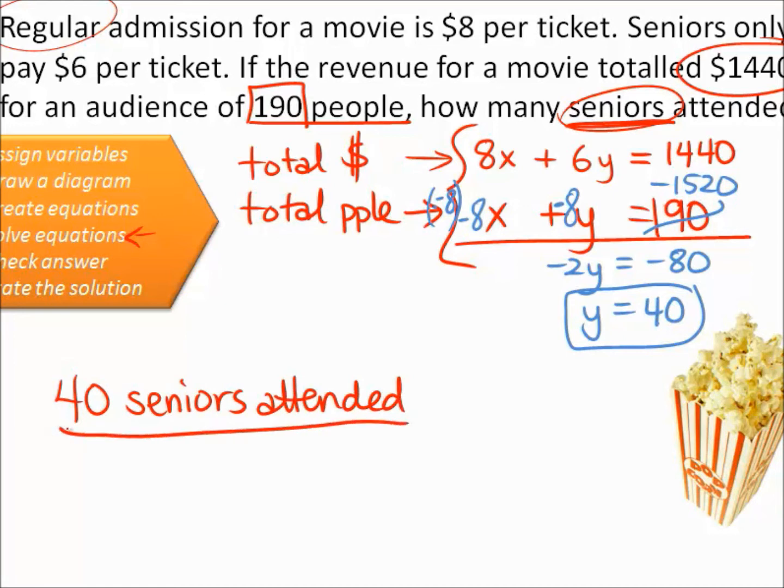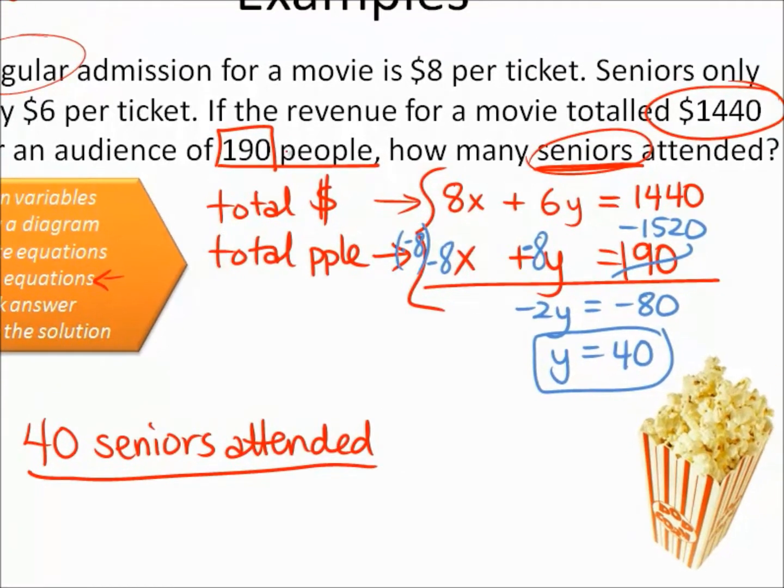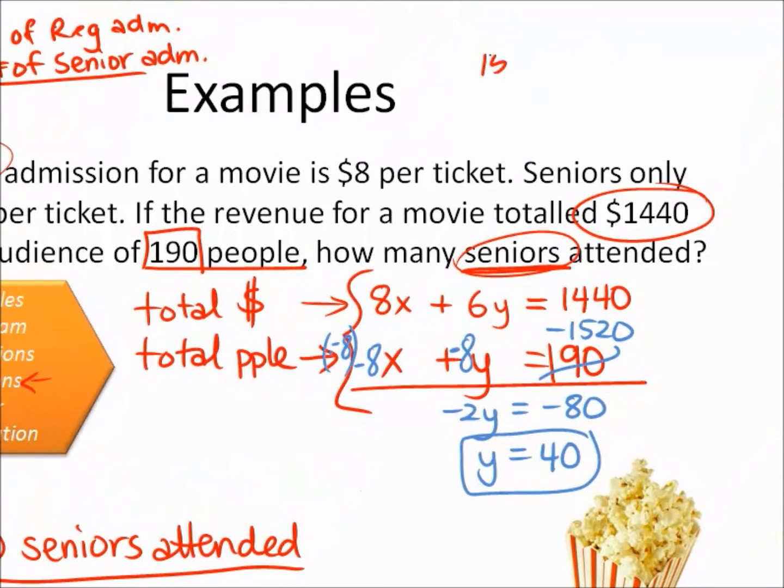If you'd like, you can check to see if everything works out. If 40 seniors attended and there were 190 people, that means we had 150 regular admission times $8, and we had 40 people with senior admission times $6. See, does that equal 1440? And yes, it does.